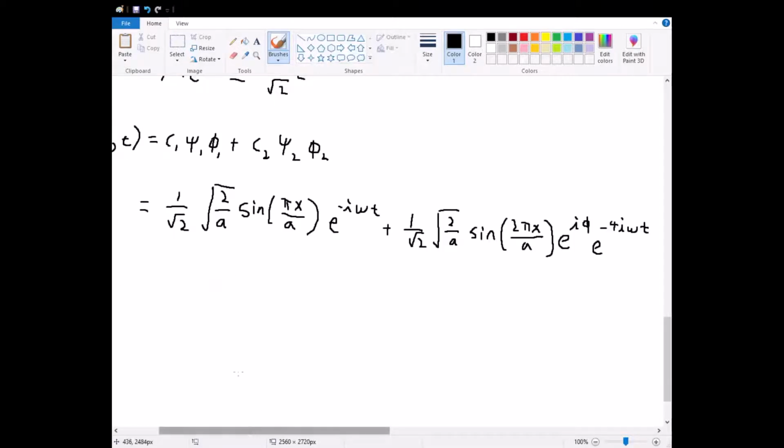So we can do a bit of simplification here. First off, the root 2 and the root 2 at the top cancel, and then we can bring out 1 over root a. So this is going to equal 1 over the square root of a multiplied by sine of pi x over a, added with sine of 2 pi x over a, and then e to the power of i times, let's see, phi minus 4 omega t.